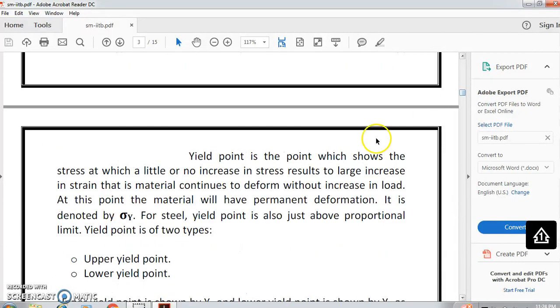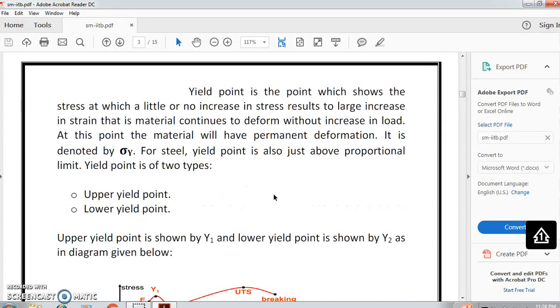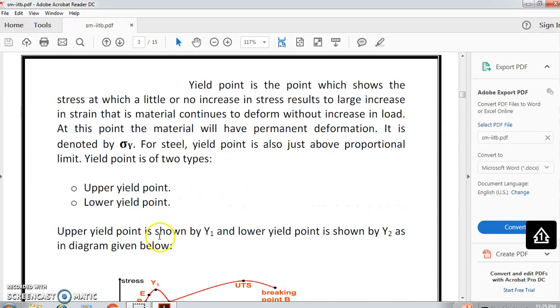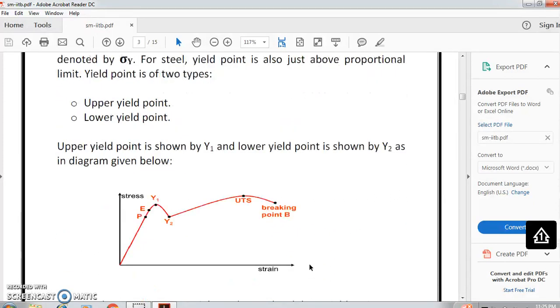Now we will see. The yield point is the point which shows the stress at which little or no increase in stress results in a large increase in strain. That is, the material continues to deform without an increase in load. At this point, the material will have permanent deformation. It is denoted by sigma y. For steel, the yield point is also just above the proportional limit. Yield point is of two types, the upper yield point and the lower yield point. The upper yield point is shown by Y1 and the lower yield point is shown by Y2, as in our diagram.